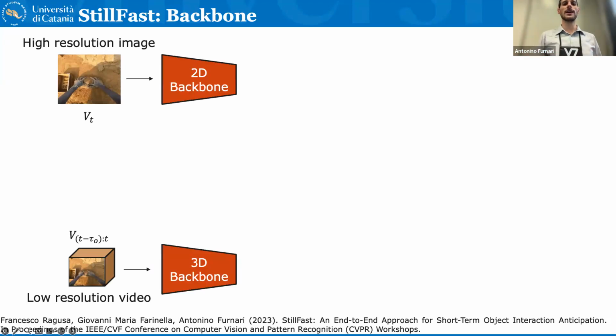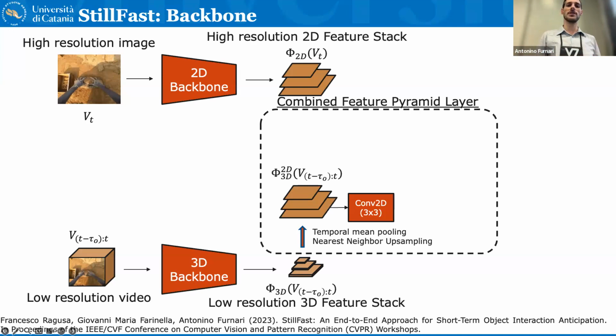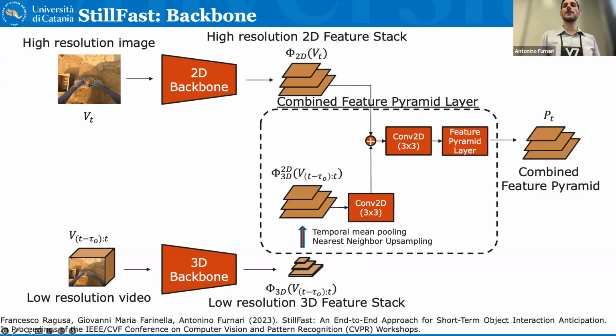Instead, we propose to have a unified backbone. So we have a 2D backbone which processes the high resolution image, and we extract features from there. And at the same time, we extract features with a 3D backbone on the low resolution video, and then we try to merge these features. To do that, we upsample the 3D features. We temporally pool the 3D features so that now they become 2D features, which still have some notion of time. And then we fuse these features with the 2D features, and we apply a feature pyramid layer.